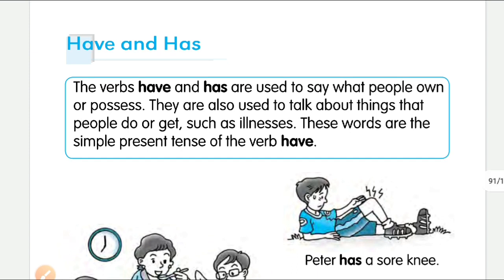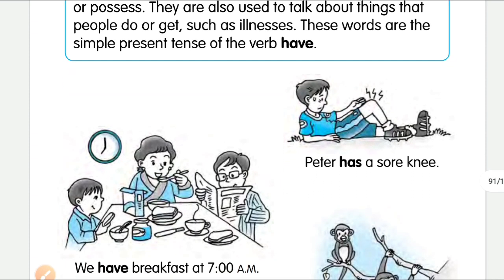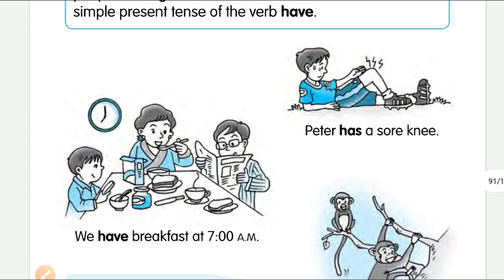How? Let's test it. Peter has a sore knee. If you are having some pain, you also use "Peter has". Why is has used? As Peter is a third person, not I or you. Try to understand, not I or you. Peter is someone other than I or you, meaning Peter is a third person and single in number. That's why we have used has after Peter.